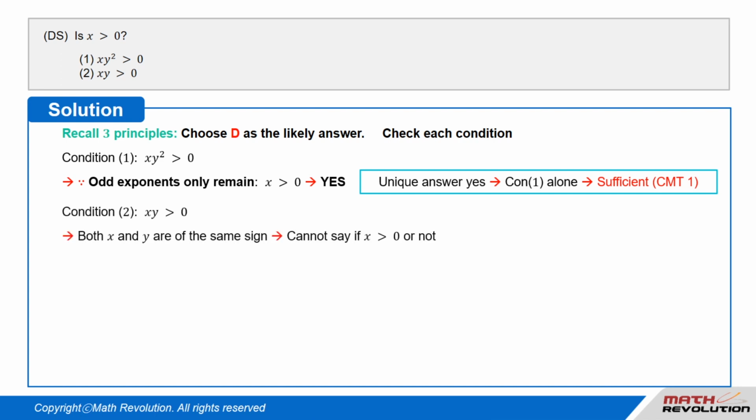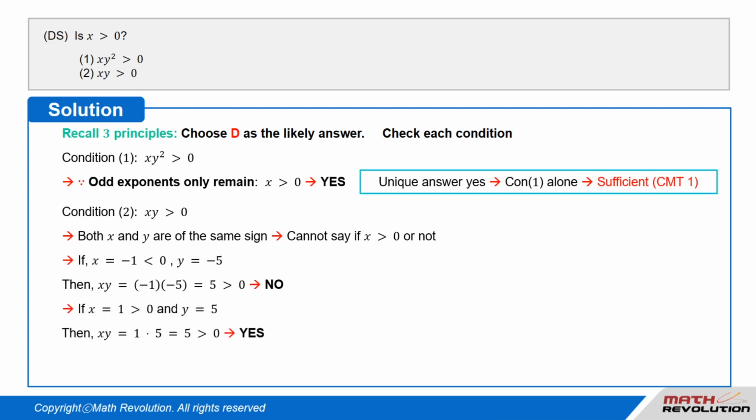Condition 2 tells us that x times y is greater than 0. We can only say that both x and y have the same sign, but cannot definitely say if x is greater than 0 or not. That is, if x equals -1, which is less than 0, and y equals -5, then x times y equals -1 times -5 equals 5, which is greater than 0. And the answer to the question, is x greater than 0, is no.